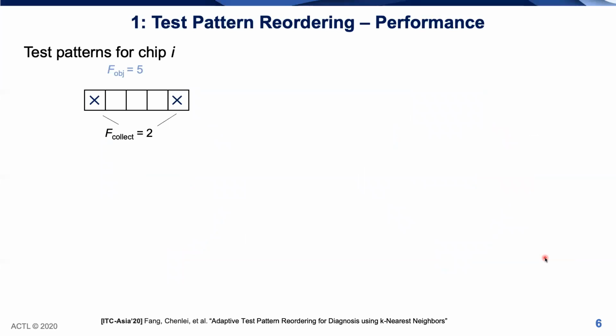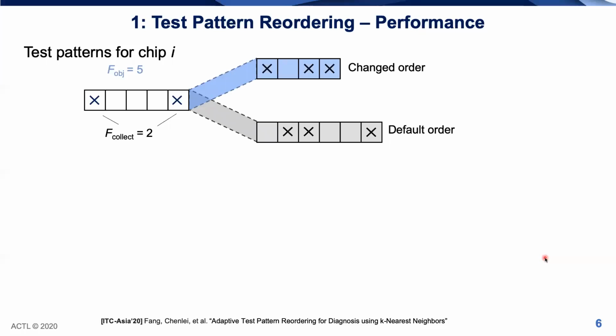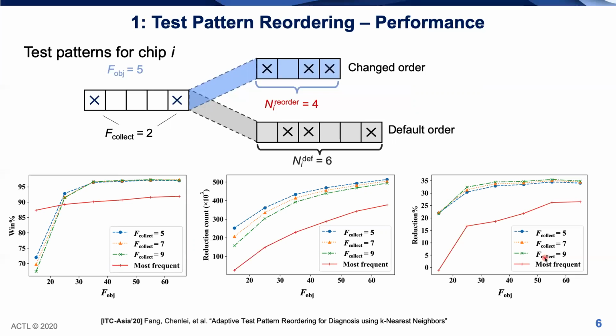To demonstrate the efficiency of the developed method, the number of test patterns needed with the new order is compared with the default test pattern order. Assume chips in the test set are tested with 2 orders: the rearranged order suggested by the proposed method and the default order. We assume the goal for testing is to collect F_obj failing patterns. At first, the chip is tested until F_collect failing patterns are collected. For chip i, define N_i reorder and N_i default to be the number of patterns applied until F_obj failing patterns are observed. We assume the test terminates when F_obj failing patterns are collected in total. Test cost reduction is calculated using the 3 measures: win rate, reduction count, and reduction percent.